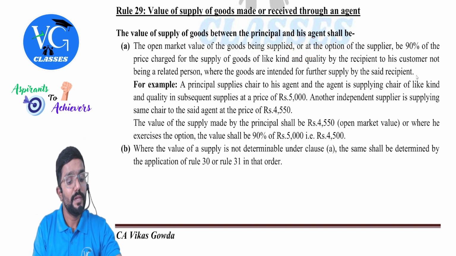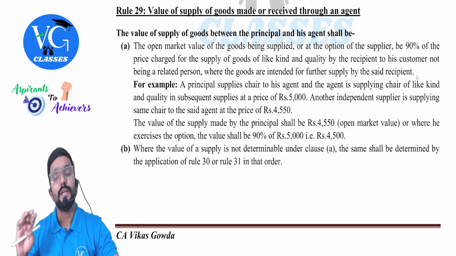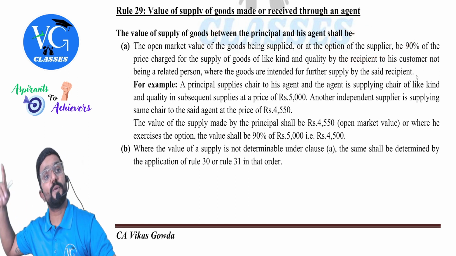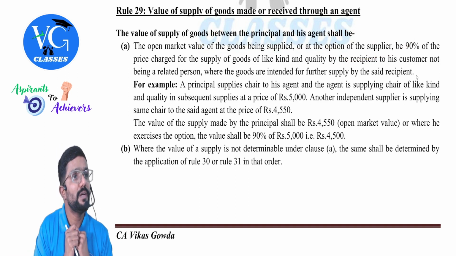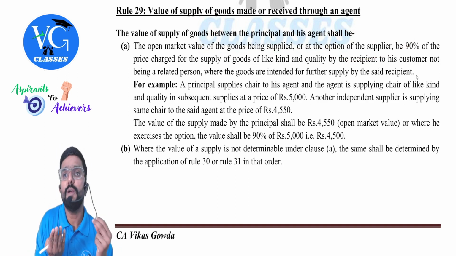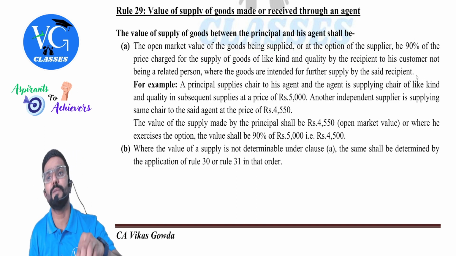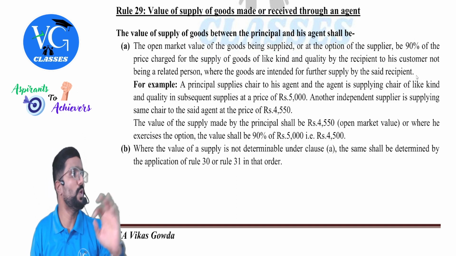Yes. Now, can the supplier or principal take open market value? Yes. Can he take 90% of the price charged for the similar product by the other person for like kind and quality? Yes. Sir, if both are available, what will the principal take? Whichever is more beneficial. Whichever is more beneficial means what? Whichever is lower. In simple terms, whichever is lower, guys.